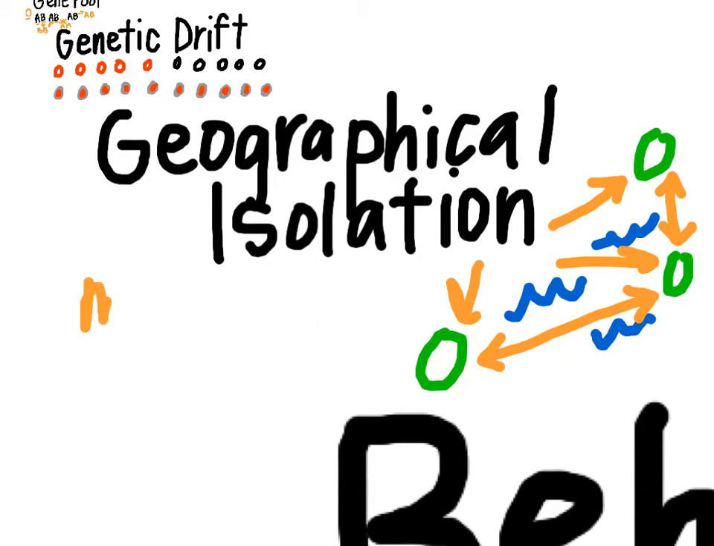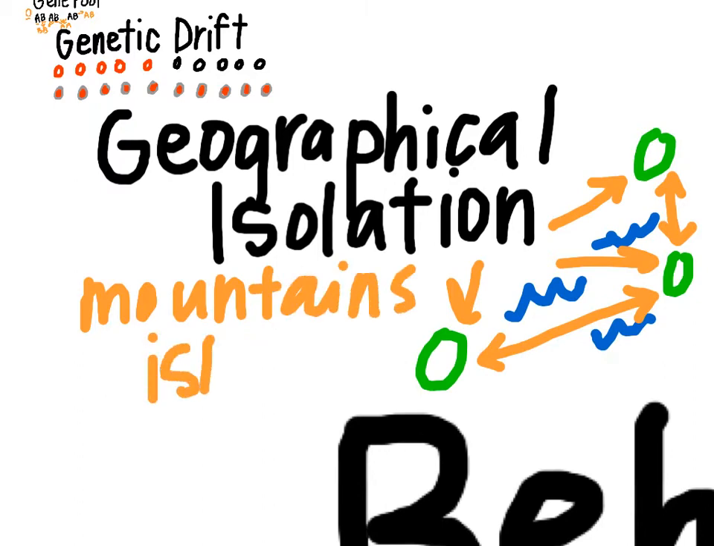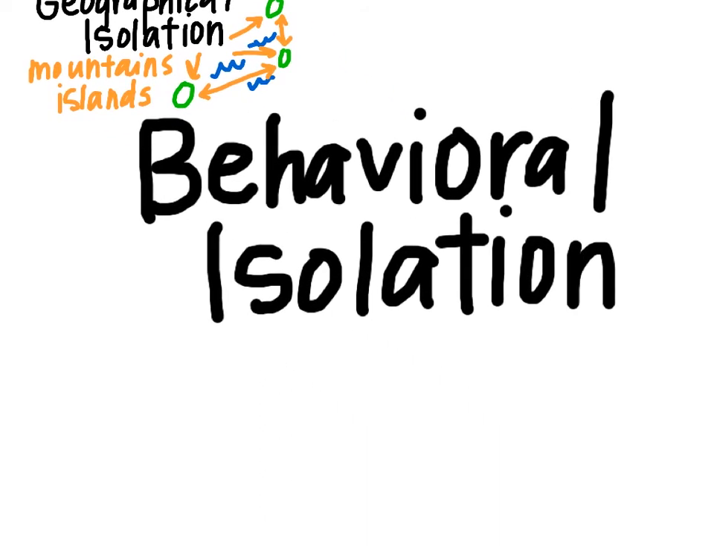It's things like mountains and islands that separate organisms from being able to interbreed. The next one we're going to look at is behavioral isolation. And behavioral isolation is similar to geographic isolation in that it prevents organisms from interbreeding, but this has to do with behavior rather than some kind of boundary.